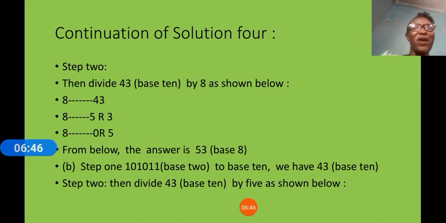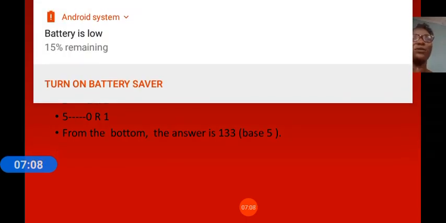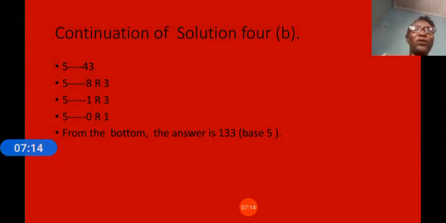Then let us solve our B part of the question. You already know that if you convert 101011 base 2 to base 10, the answer will be 43 in base 10. So we are going to be considering the second step, that is dividing 43 by 5 to give us the answer in the required base. And if we do so, we have 5 into 43 as 8 remainder 3. Then 5 into 8, we are going to have 1 remainder 3. Then 5 into 1, 0 remainder 1. Now reading your answer from below, you are going to have 133 in base 5 as your final answer.